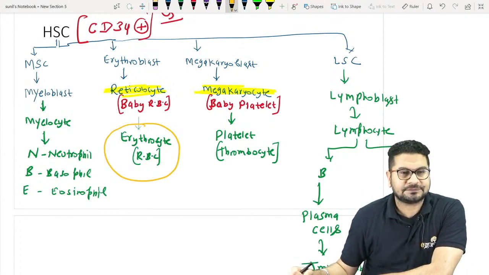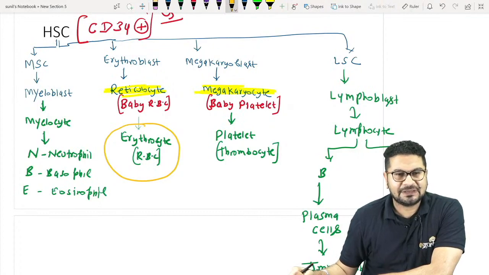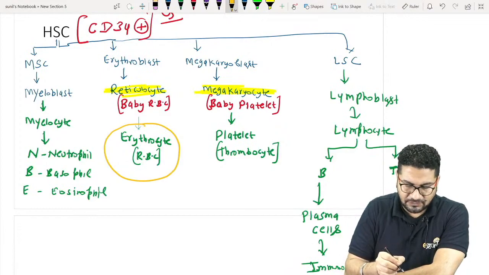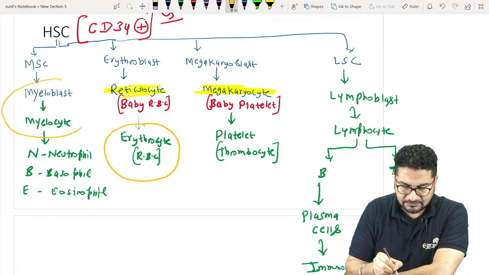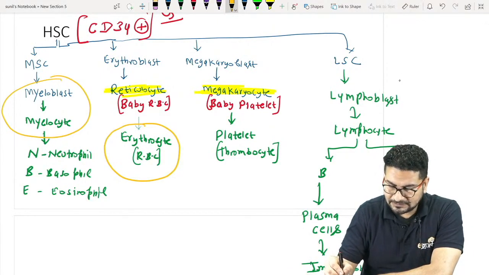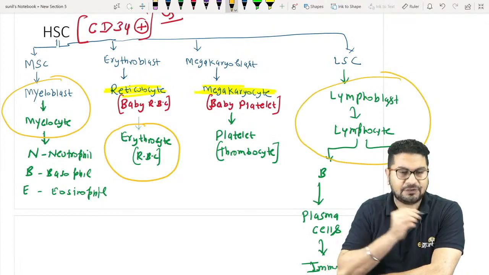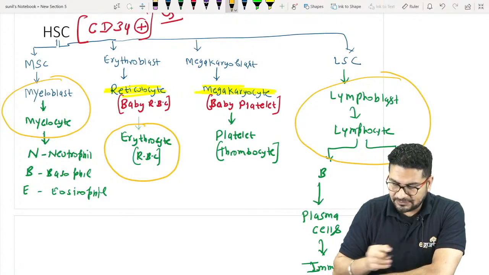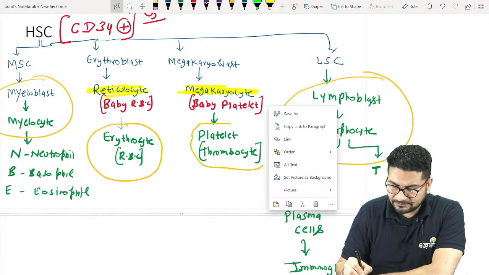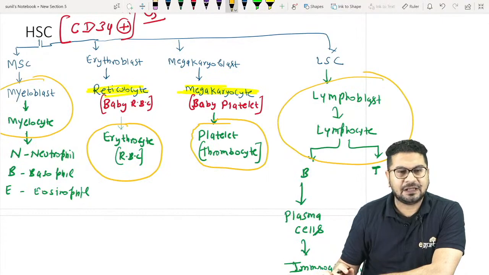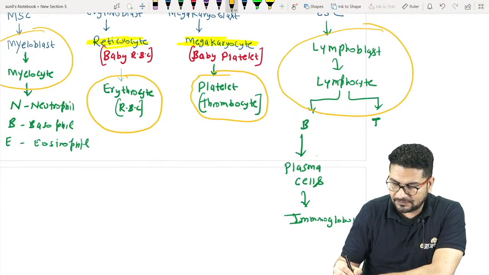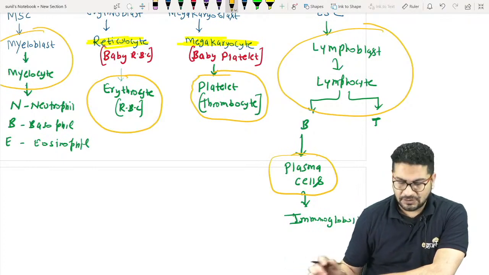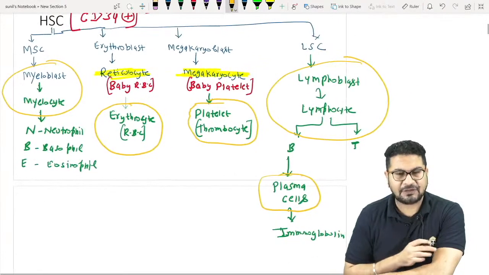RBC disorders. If I say leukemia and lymphoma, we need to focus on lymphoblast and myeloblast. If I say platelet disorders, it means we need to study platelet disorder, and we need to study plasma cell disorder. One of the plasma cell disorders is multiple myeloma. So these are four sections in hematology that we need to focus on.